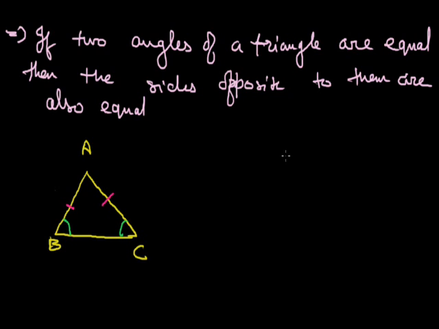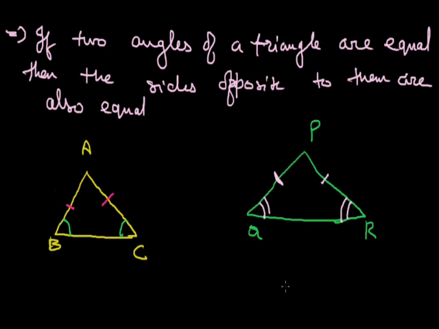And the second theorem which I have written says that if we have a triangle PQR in which two angles are equal, that is angle Q is equal to angle R, then the sides opposite to these two angles, that is the side opposite to angle R which is PQ and the side opposite to angle Q which is PR, will be equal.